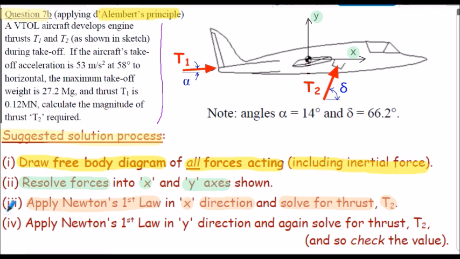What I would then suggest is for practice to apply Newton's law, this time in the y direction, and again solve for thrust T2. You should get the same value within 2 decimal places. So step 4 shown here is really a check on step 3. I would now encourage you to stop the presentation and attempt question 7b, but I will show you the full work solution on the following slides.